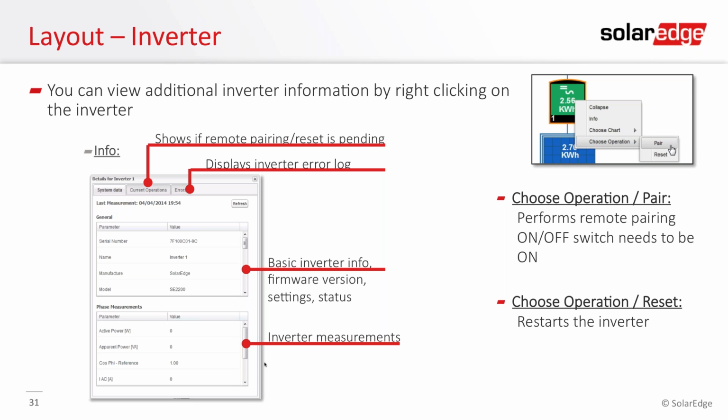I do want to take a moment to really highlight a cool feature that not everybody seems to know about. There's a little option at the very bottom that says choose operation. And you'll see that you have two options here, pair and reset. So this gives you the ability to do remote pairing with your inverter and your optimizers.